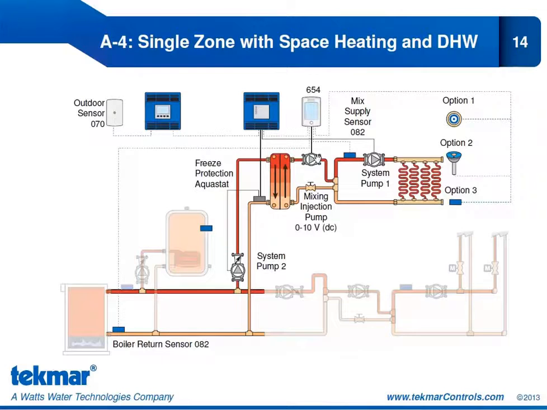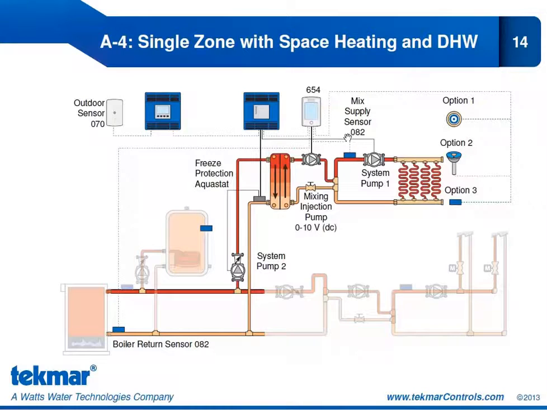Remember, our mixing injection pump has to be one that accepts the 0 to 10 volt DC input. So we don't have the floating action valve output, and we don't have our typical injection pump output on the 654. We are using an analog signal. So you have to make sure that the pump you select is capable of accepting that analog signal. We do have a list of suitable pumps in the installation and operation brochure for the 654.